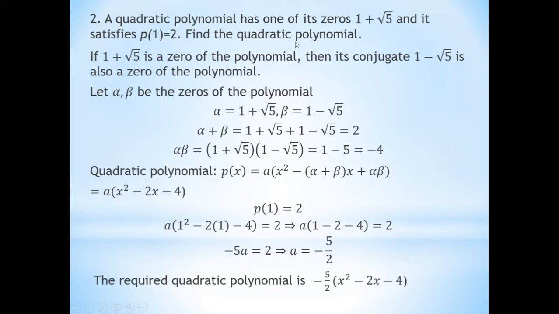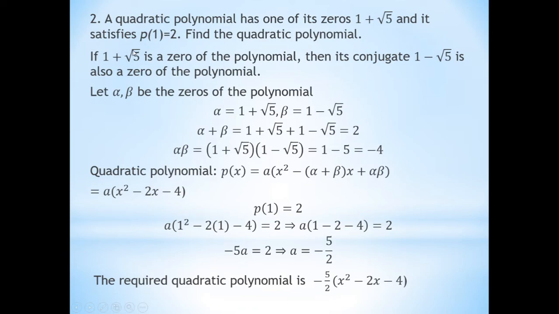Find the quadratic polynomial. Keep in mind, you are asked to find the quadratic polynomial. Now 1 plus root 5 is the 0 of the polynomial. It is given in the question itself. So you know a theorem that conjugate roots occur in pairs. We learned in lower class. That means if 1 plus root 5 is a root or 0 of the polynomial, 1 minus root 5 is also the 0 of the polynomial.